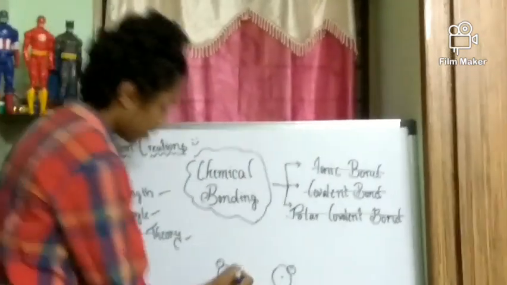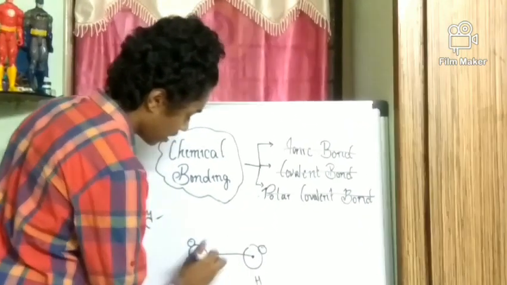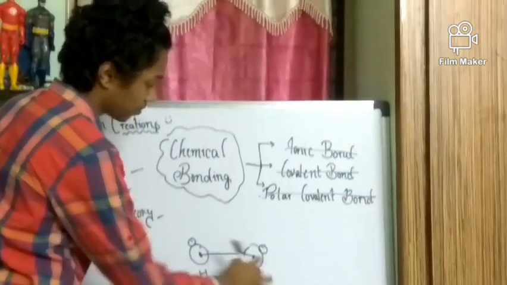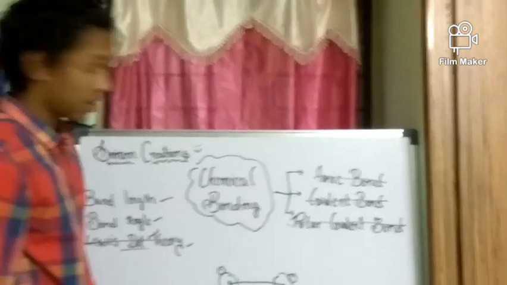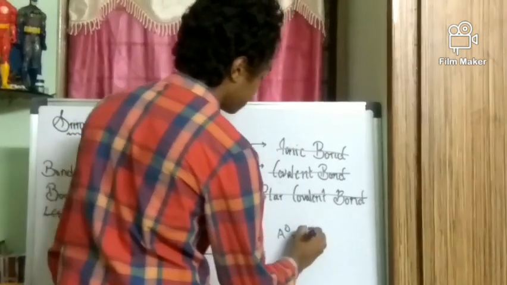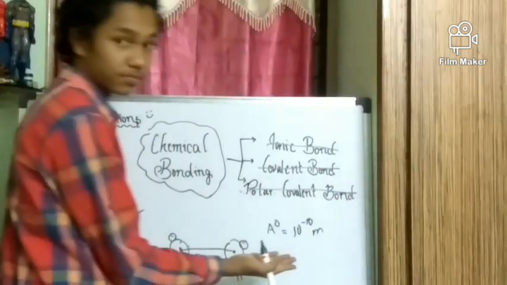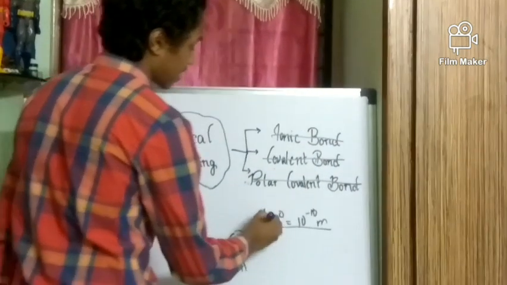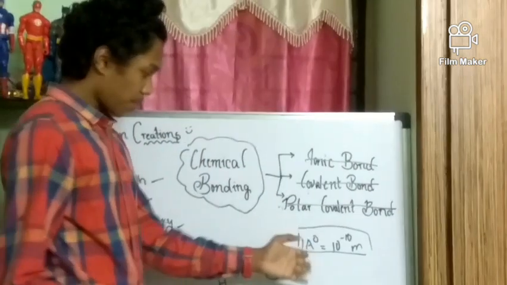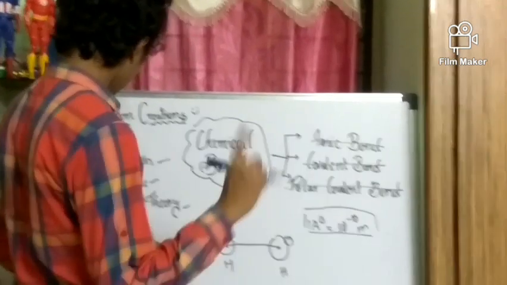Now, bond length is the equilibrium distance between 2 nuclei in a bond. This is known as bond length. The distance from this nucleus to this nucleus is known as bond length. Bond length is expressed in angstrom units, and 1 angstrom is equal to 10 power minus 10 meters, and you represent that in this way.